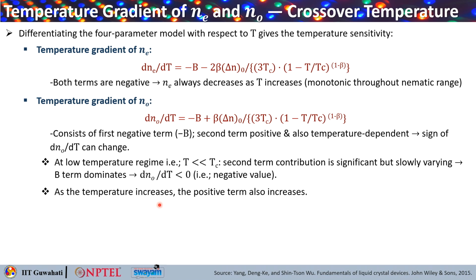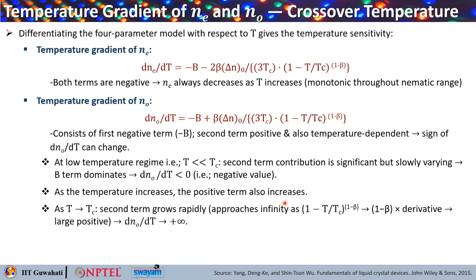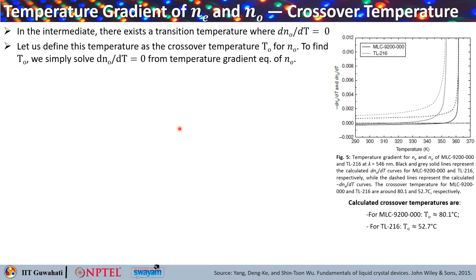Now as the temperature increases, the positive term will also increase. Finally, when the temperature approaches Tc, the second term will grow rapidly, approaching infinity, as T by Tc to the power 1 minus beta tends to go as 1 minus beta times the derivative. So you have a very large positive value, and that is shown here. In the intermediate range there exists a transition temperature where dNO by dT equals 0.